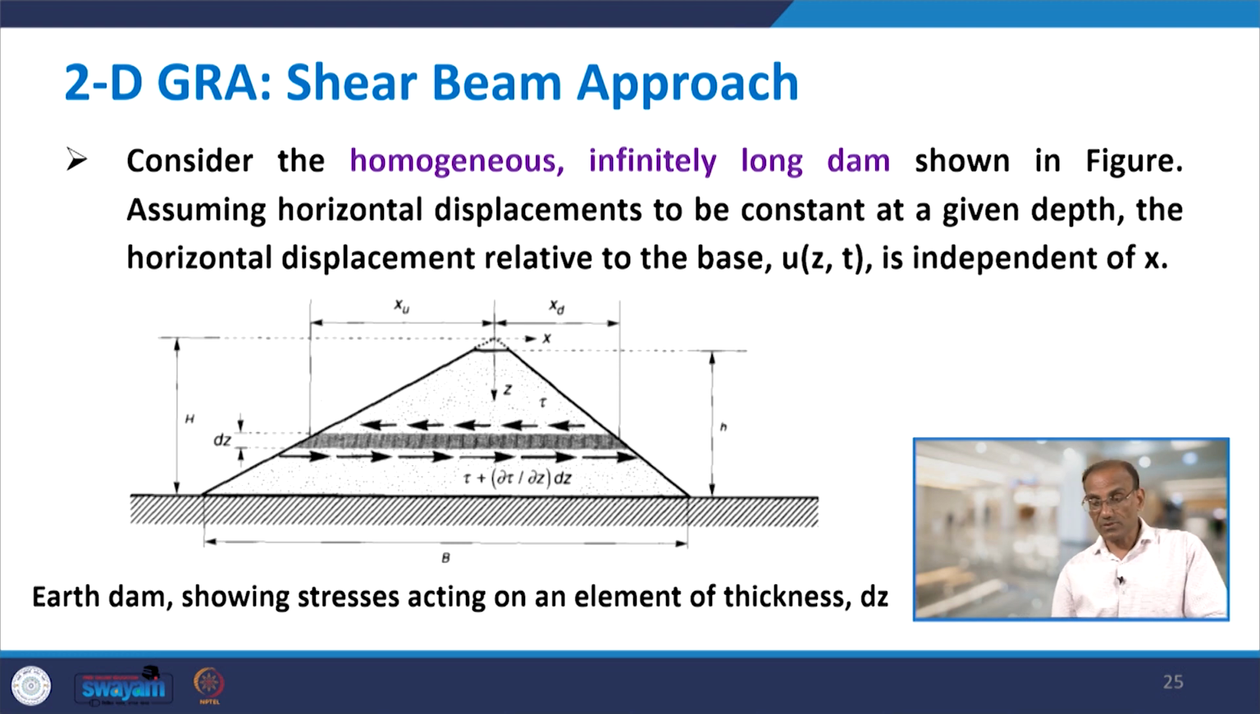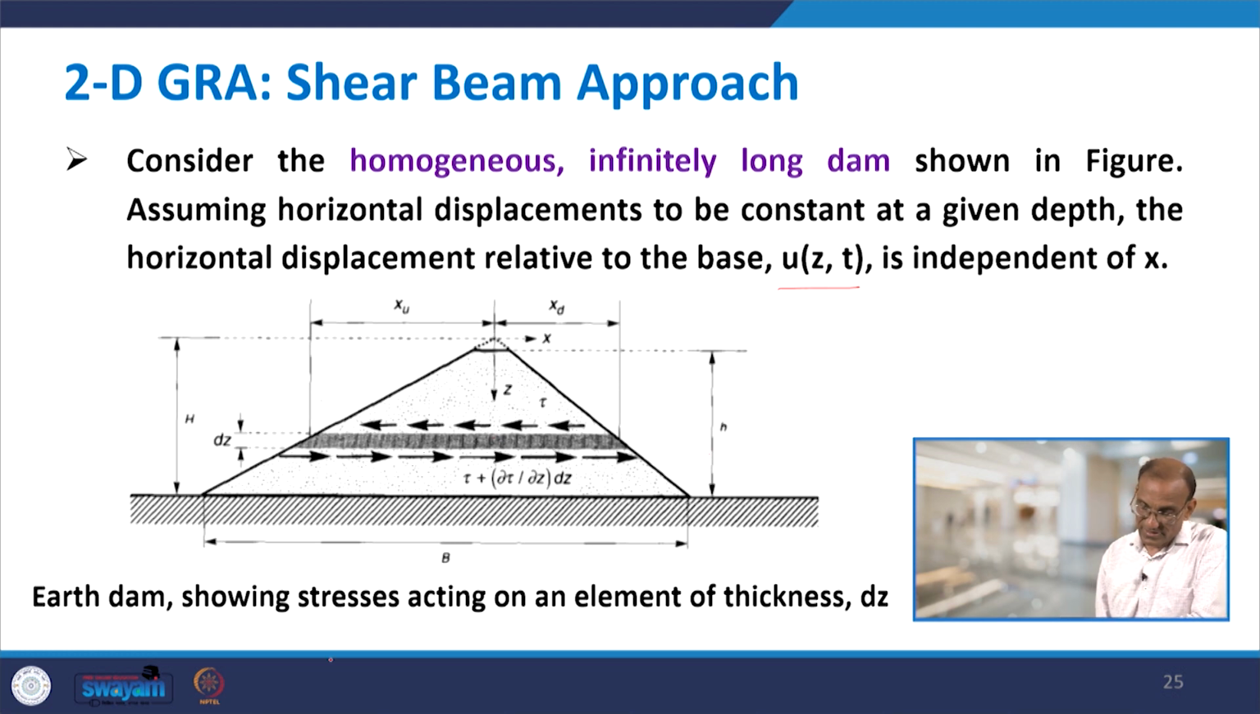It is assumed that it is a homogeneous infinitely long dam, and in that case the displacement at any point will be a function of depth z and time t, but it will not be a function of the horizontal distance from one point to another. It is assumed to be the same in the horizontal direction. In this case, you have the shear stress tau acting on the top of this strip, but at the bottom of the strip it is tau plus del tau dz, and the total thickness of the dam is small h and the total height is capital H, which is given here.